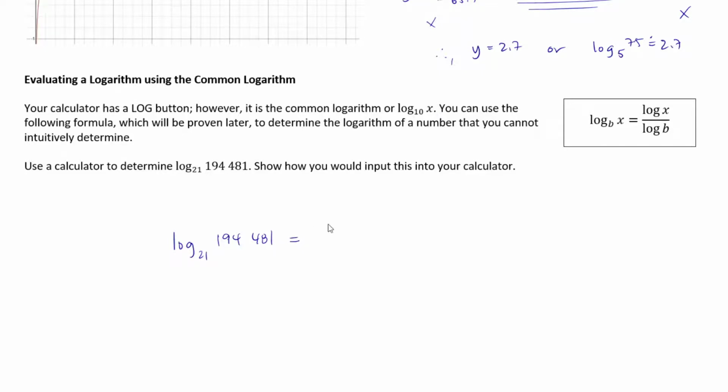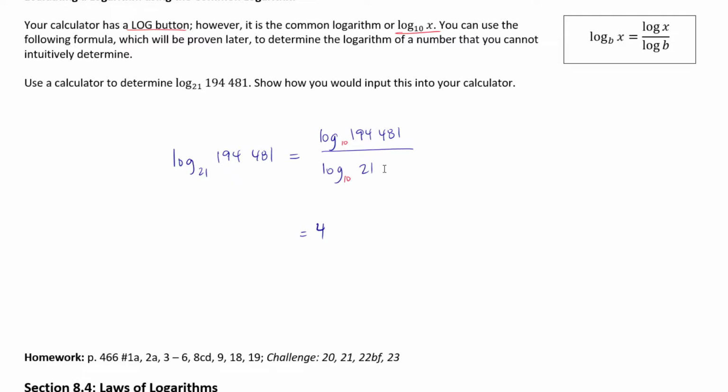We can actually just use our calculator to say, okay, logarithm x, that's 194,481, all over logarithm of that base, 21. And note here, I'm not writing what the base is because it's assumed that it's 10. That's the log button on your calculator. It's already base 10. And so we can input that into our calculator and we can get an approximation. I think this actually is equal to 4. So we just write 4 right there.